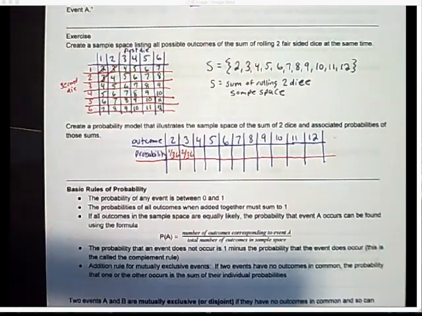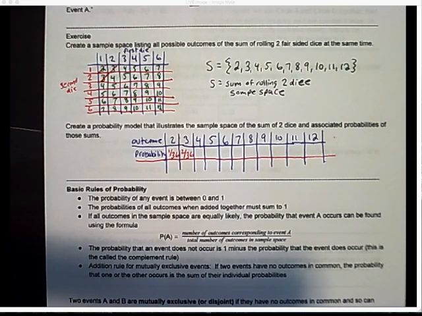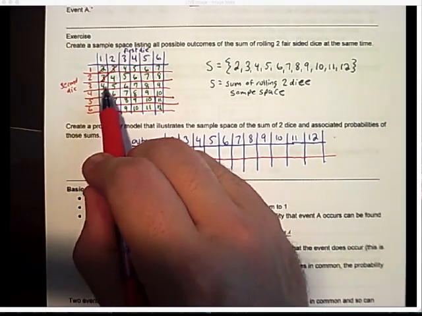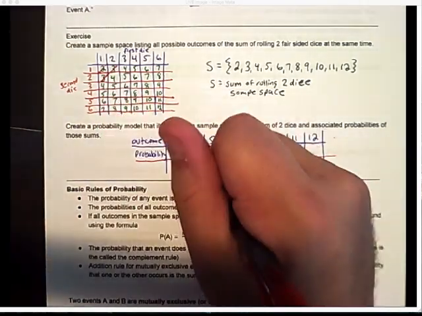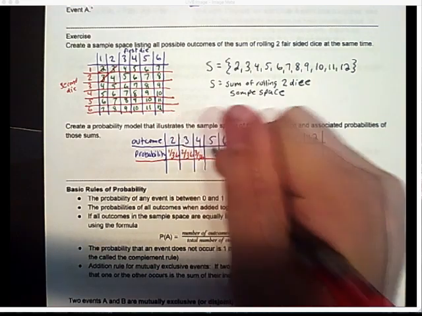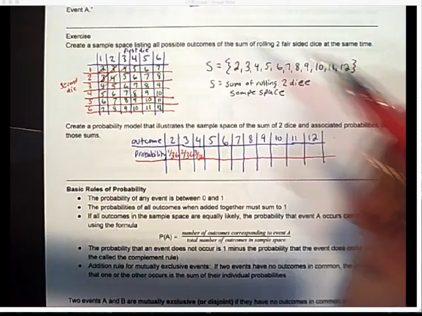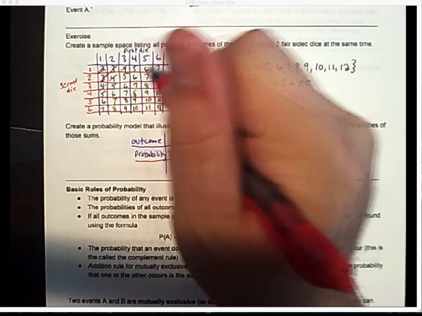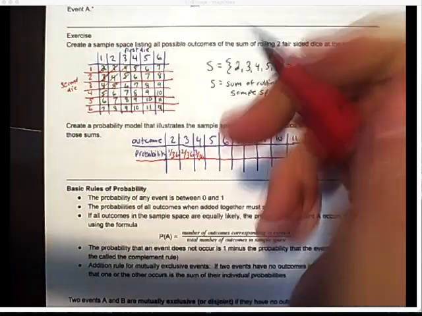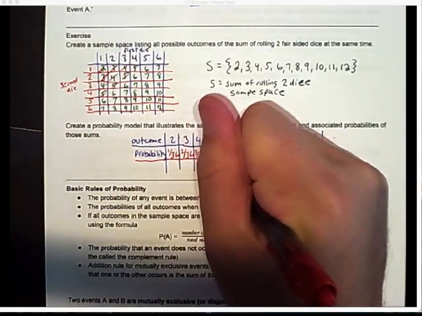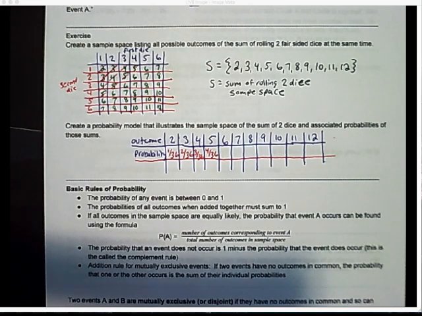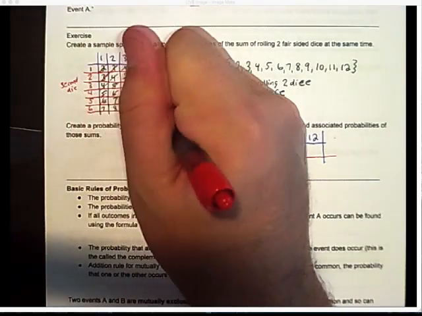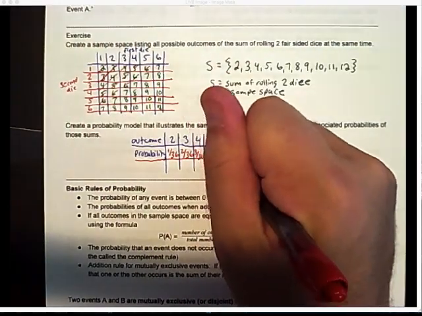And actually the numbers exist on diagonals here. The chances that I'm going to get a 4, well, there's 3 outcomes that are 4. So that's 3 out of 36. All right, 5: 1, 2, 3, 4. There's 4 5s, so 4 out of 36. The chances that I get a 6: 1, 2, 3, 4, 5 out of 36.